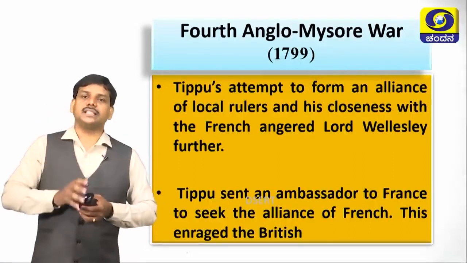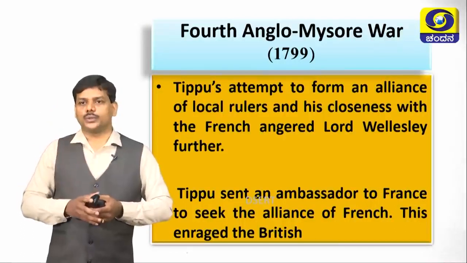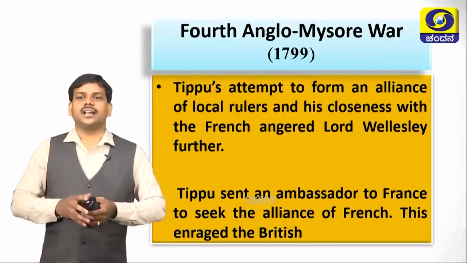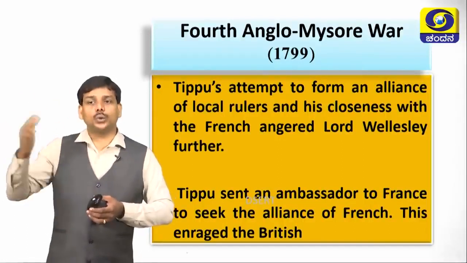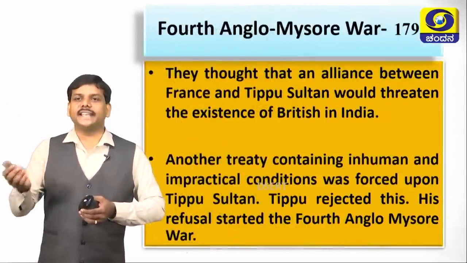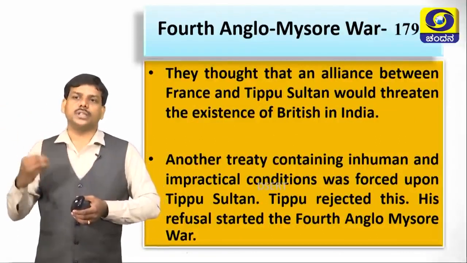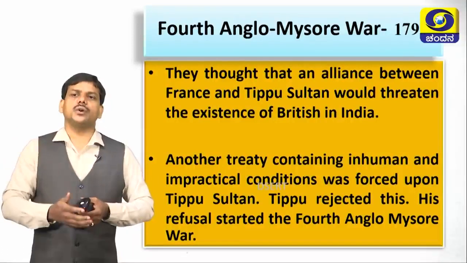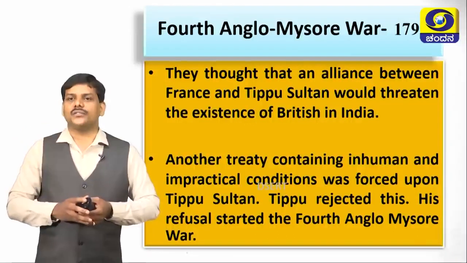Especially Lord Wellesley was the Governor General during this Fourth Anglo-Mysore War. Here Tipu Sultan sent an ambassador to France to get their help to defeat the British. This enraged the British. They thought that an alliance between France and Tipu Sultan would threaten the existence of British in India. That's why they did not like this kind of alliance.